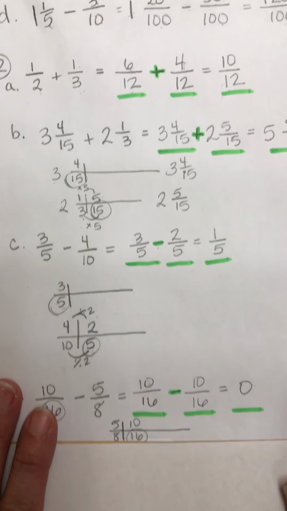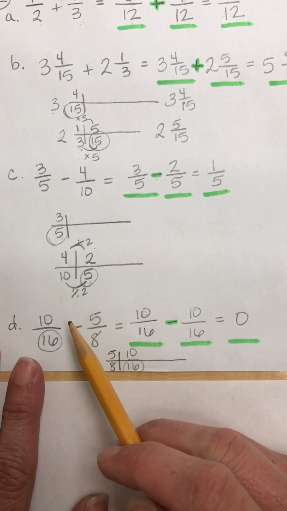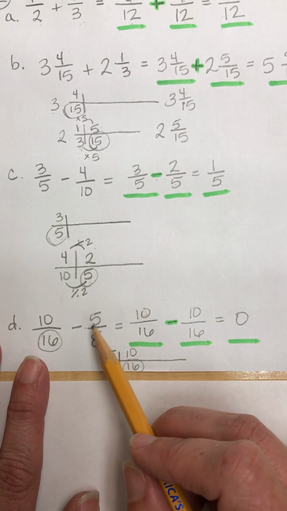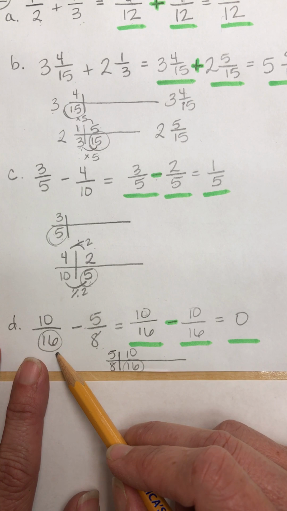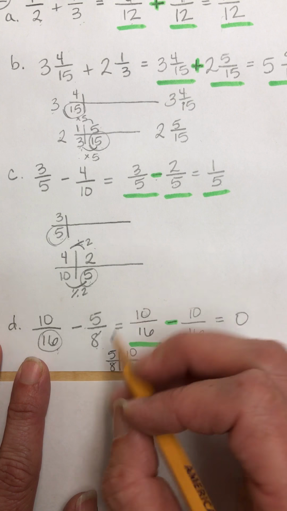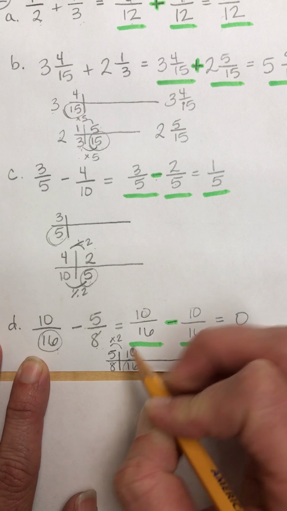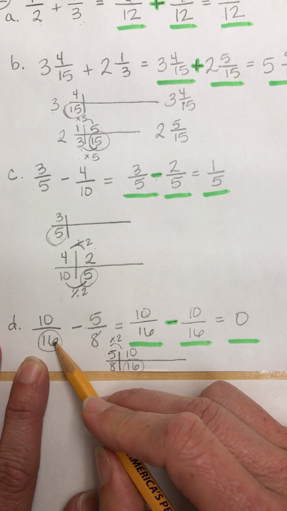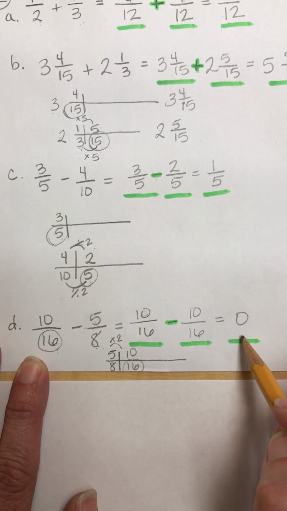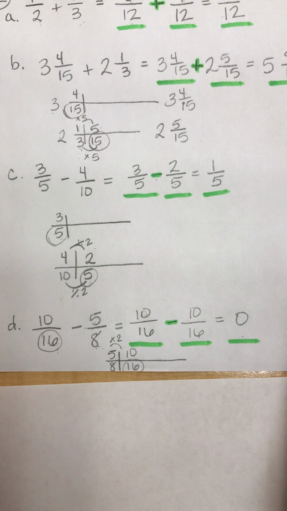My last one, D, I went ahead and used the ratio table again, because the ratio table is my favorite. So I have 10/16 minus 5/8. This time I realized that I couldn't cut this one. I could cut this one in half, or I could double this one. So I just went ahead and doubled this one. So I took 5/8 and I doubled the top and I doubled the bottom and that gave me 10/16. Well, 10/16 minus 10/16 equals a whole 0. And that was it for those problems 1 and 2A through D.